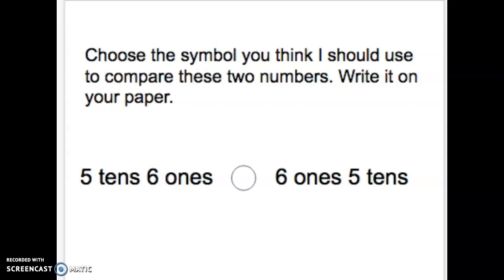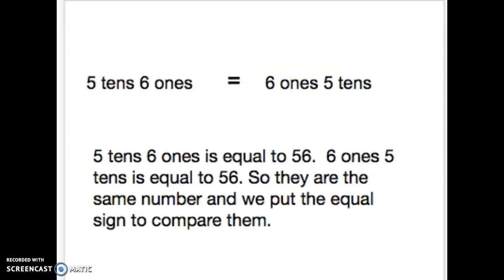Choose a symbol you think I should use to compare these two numbers and write it on your paper. 5 tens, 6 ones is equal to 56. 6 ones, 5 tens is also equal to 56. Be careful, all they did was change the words. Instead of saying 6 tens and 5 ones, they put 6 ones. They put the ones first. So they are the same number, and we have to put the equal sign when we compare them.